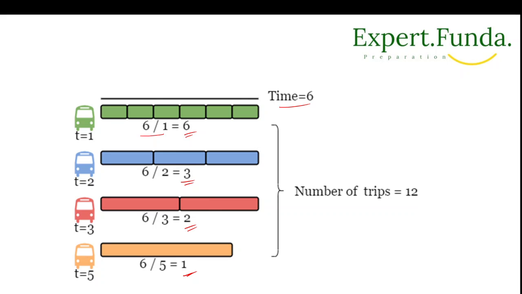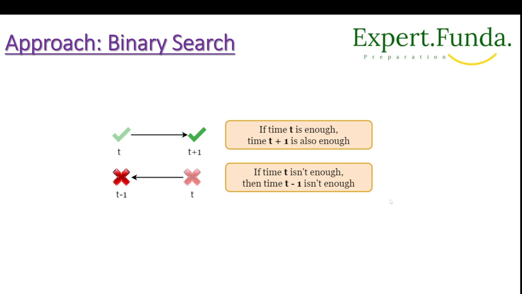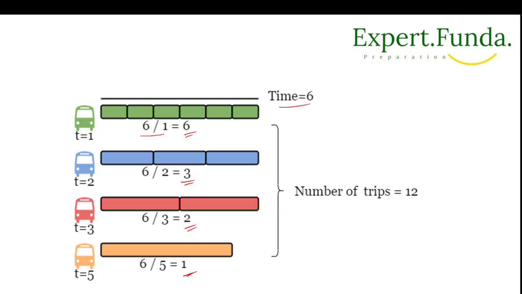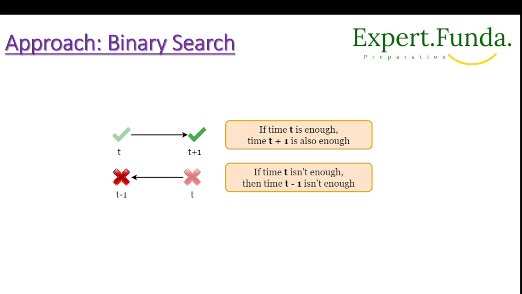If you do the sum, 6 plus 3 plus 2 plus 1 and so on, the total number of trips becomes 12. So you have seen how we find the total number of trips.